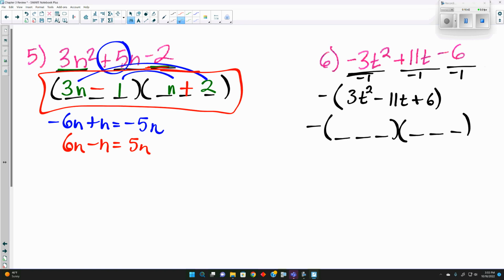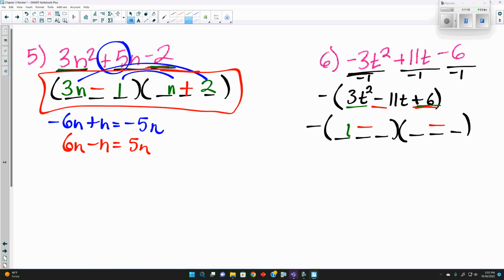And it's going to make it easier to factor. Once we pull that negative out, we can do our two sets of parentheses with 3 spaces. And then we look at the third term. If the third term is positive, which it is here, the signs are the same and they match the sign of the middle term. So negative and negative. Then we look at the factors of the first and third term.